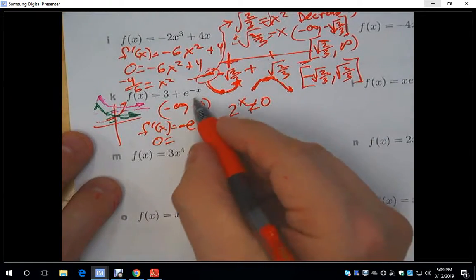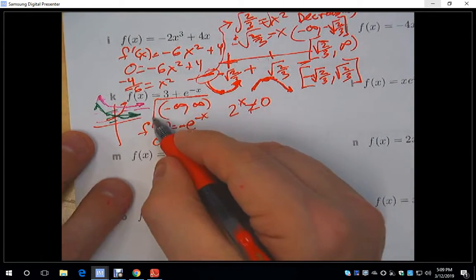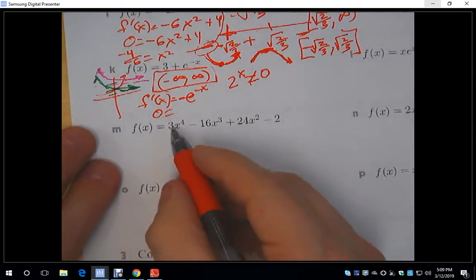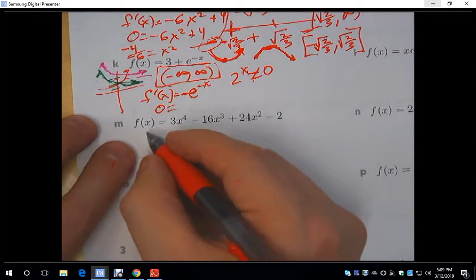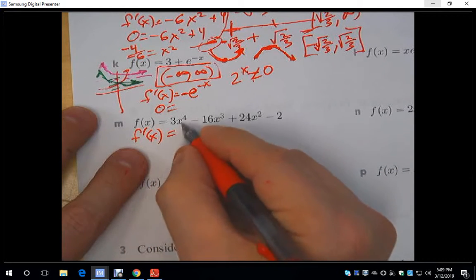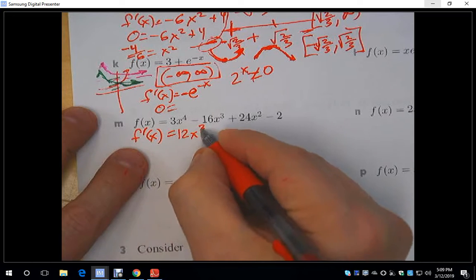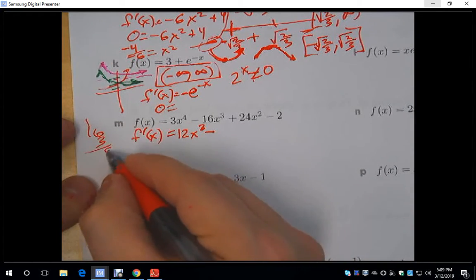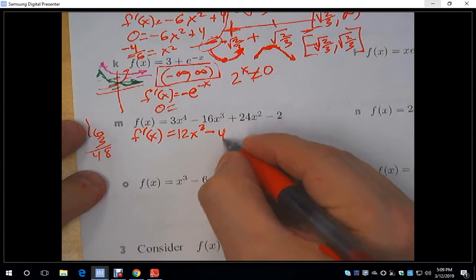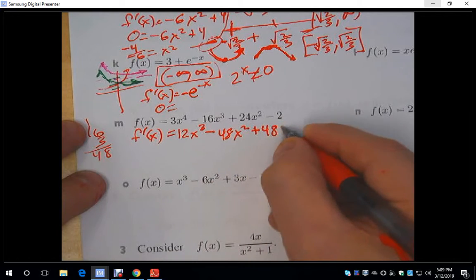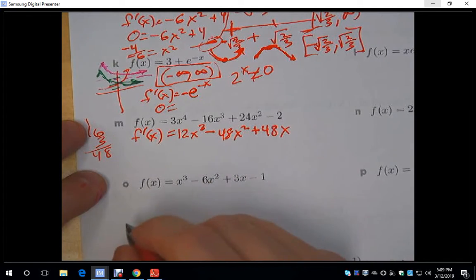So this is where we are decreasing. We're decreasing from negative infinity to infinity. Let's look at the next one. So I'm going to take the derivative of it. So f prime of x equals 12x cubed minus, we have to multiply this, 16 times 3 is 48. So I have negative 48x squared, and then plus 48x, and then the negative 2 goes away.